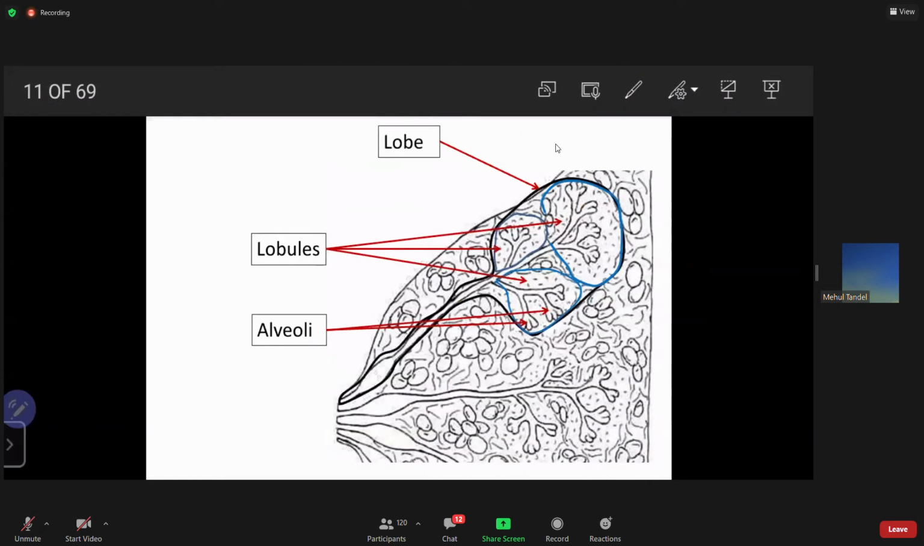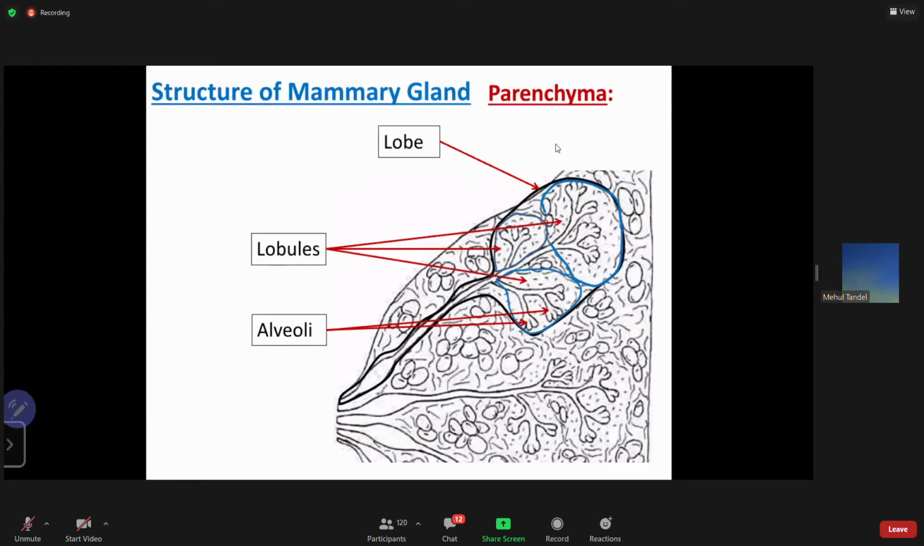You can see it here in this slide. The black outline is a lobe. There are about 15 to 20 pyramidal shaped lobes. The blue structure is a lobule. Sorry, this is the lobe, 15 to 20. And the blue color is the lobule, and the smaller parts you can see are the alveoli. So this is the structure of the parenchyma.